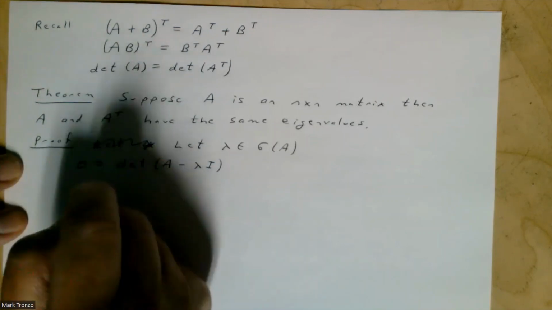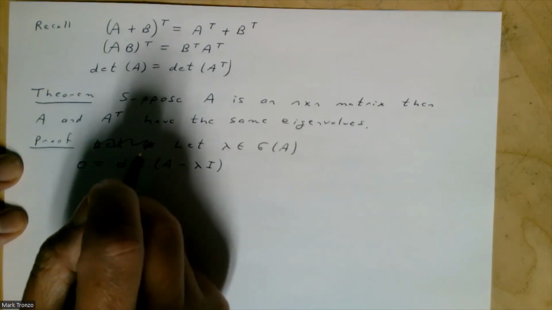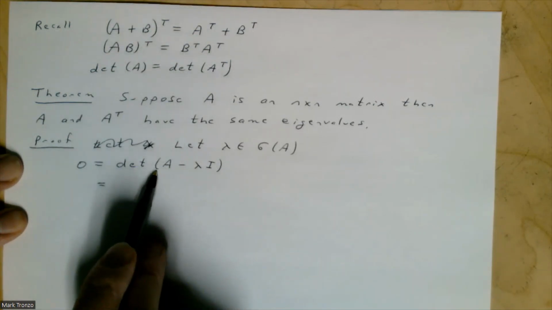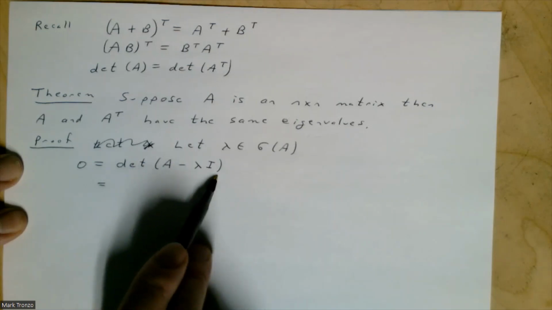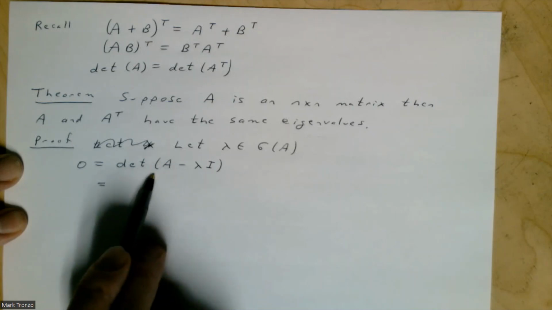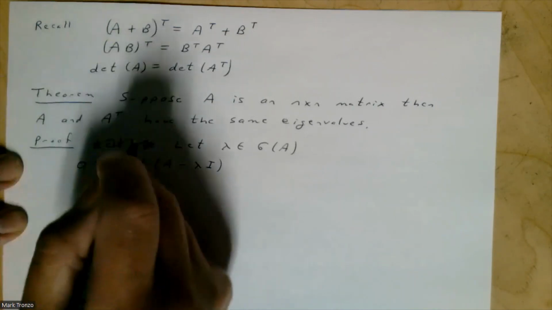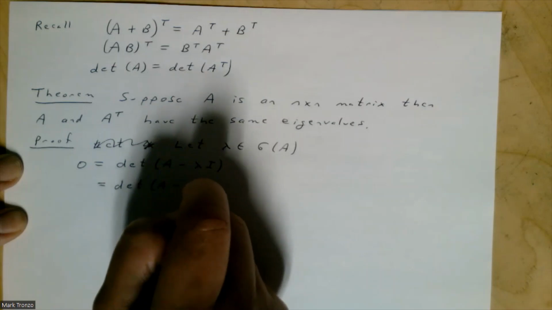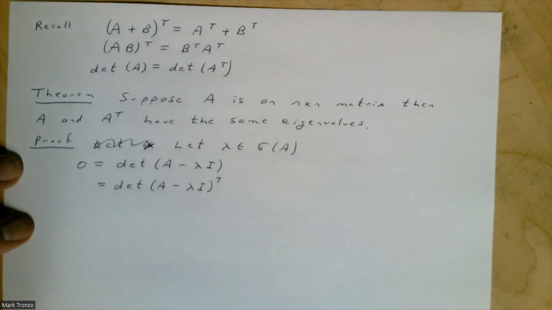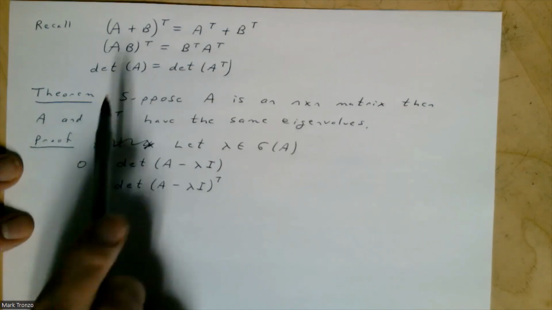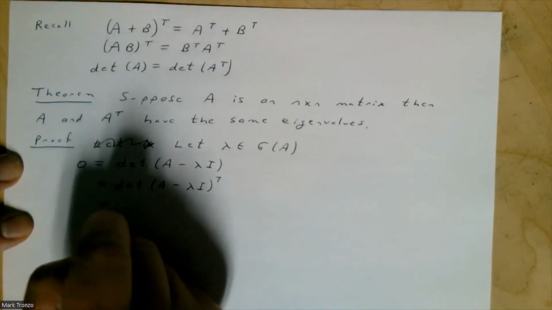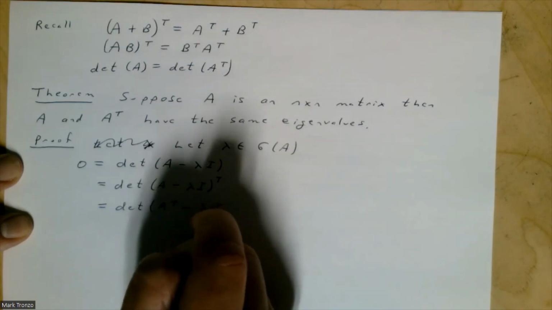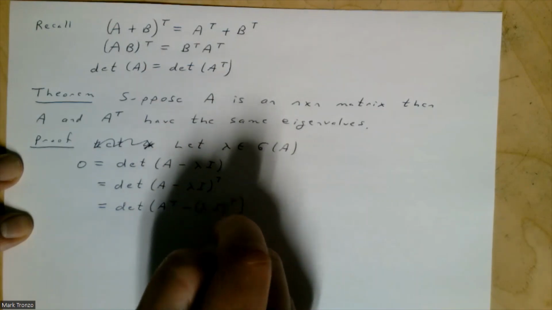But we know, of course, that the determinant of A is equal to the determinant of its transpose. So therefore, in this case, the determinant of A minus lambda I is going to be equal to the determinant of this right here. So in other words, that's going to be equal to A minus lambda I transpose. And then using this property up here, we can then say the determinant of A transpose minus lambda I transpose, like this.